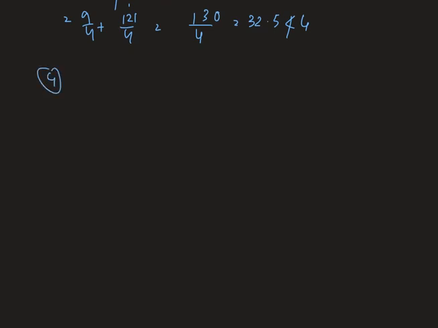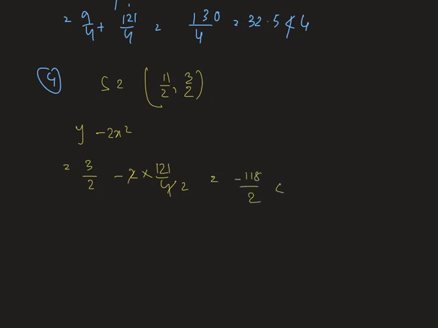Now let's check the last one, which is S. Now S is (11/2, 3/2). So y minus 2x squared, therefore we get 3/2 minus 2 into 121/4, and here we get minus 118 by 2, which is less than 0. Therefore it doesn't satisfy the first equation.